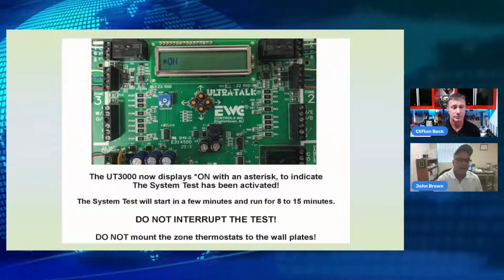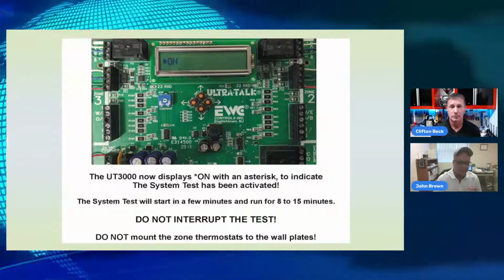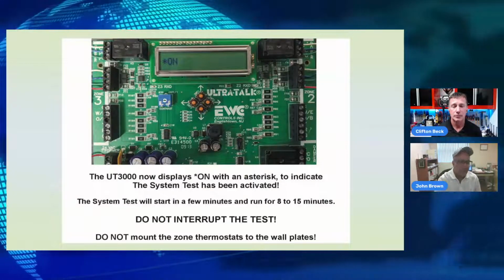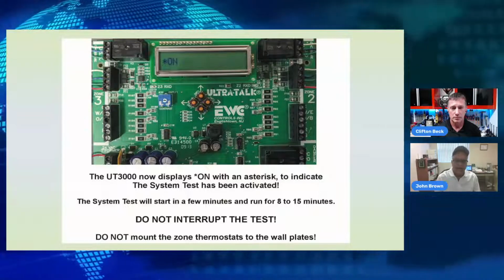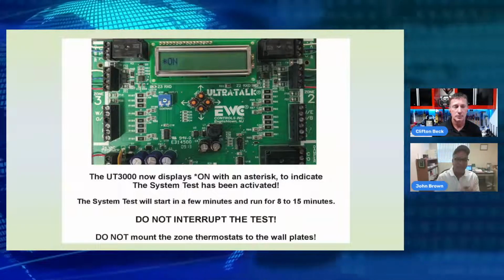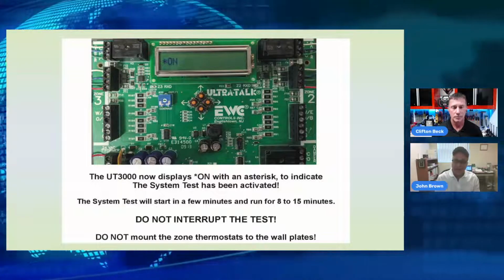People going back and hitting buttons and now stepping out or canceling that process or not getting a complete validation. Exactly. So now you'll see on the screen the word on with asterisks, just like you saw off with asterisks. Now you see on with asterisks, meaning that the UT3000 has requested of the EEV and the heat pump, would you please run the system test? And now it's going to do it.